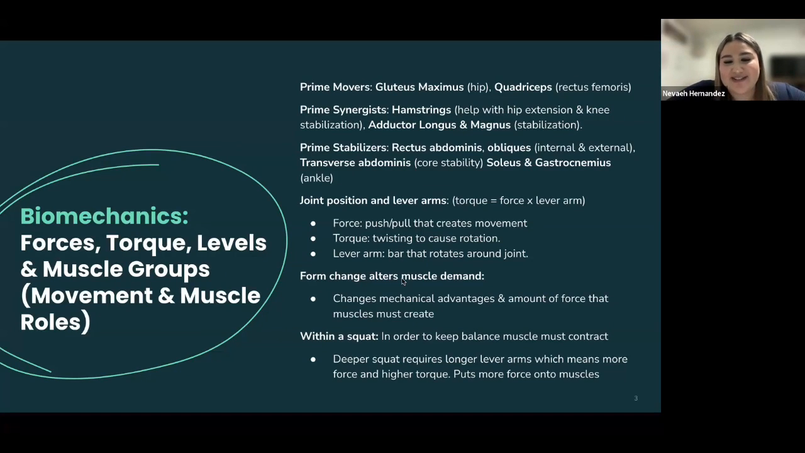And how form changes alter muscle demand. It would change mechanical advantages and the amount of force that muscles must create. And within a squat, this is done to maintain balance so that the muscles can contract.